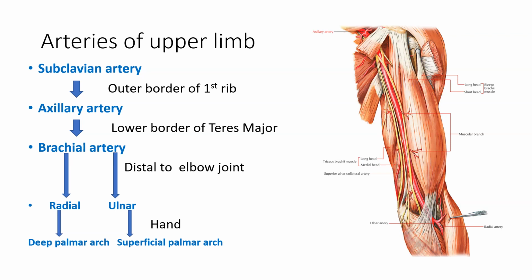Distal to the elbow joint, the brachial artery divides into radial and ulnar arteries that run along the lateral and medial margins of the forearm, and reaching the hand, the radial artery contributes to the deep palmar arch, whereas the ulnar artery contributes to the superficial palmar arch. In this picture, you can see the axillary artery accompanied by the branches of the brachial plexus and its continuation as the brachial artery, and at the elbow you are seeing the division of the brachial artery into radial and ulnar arteries.